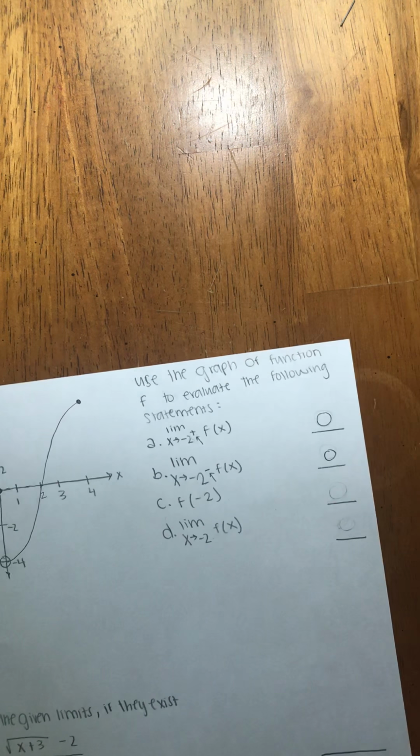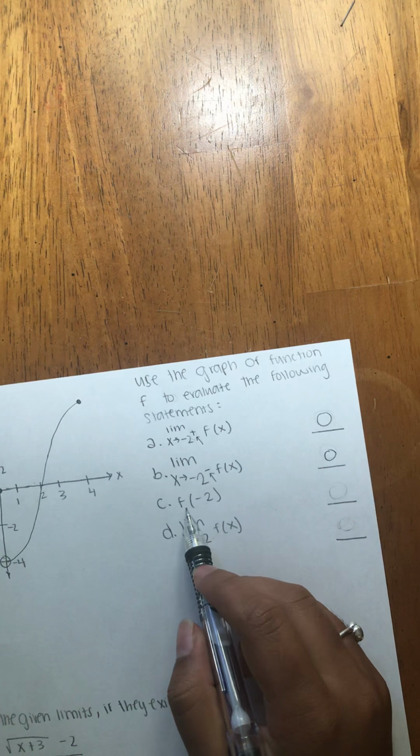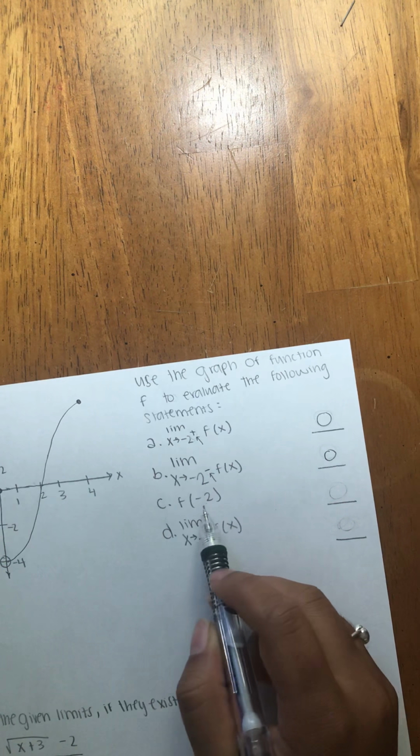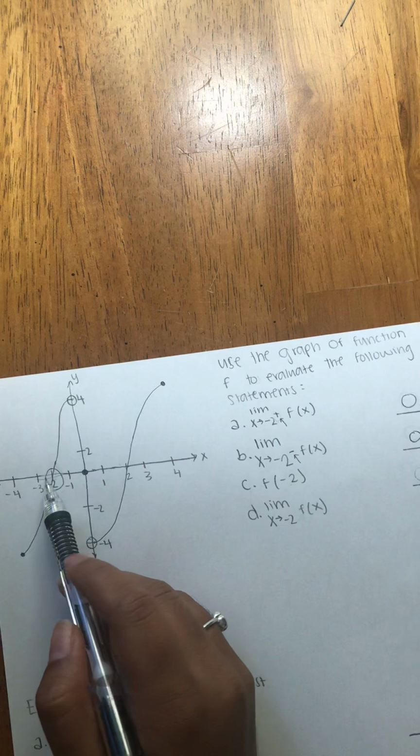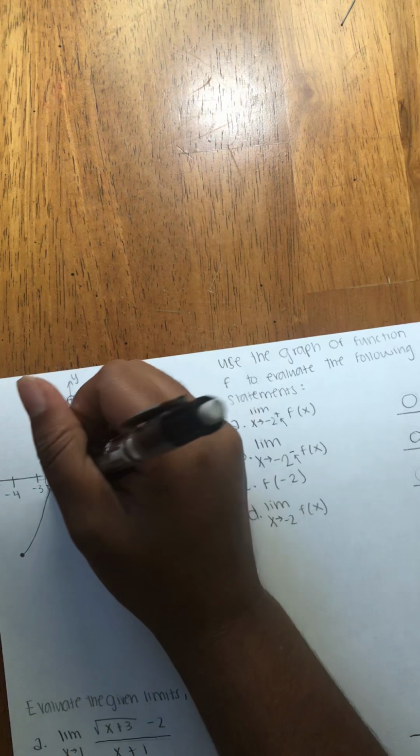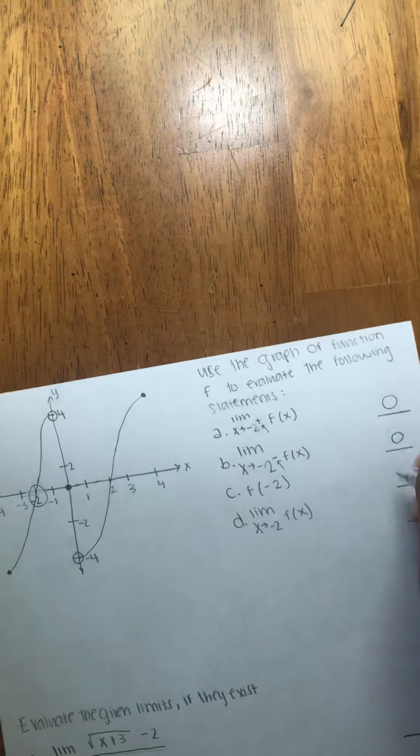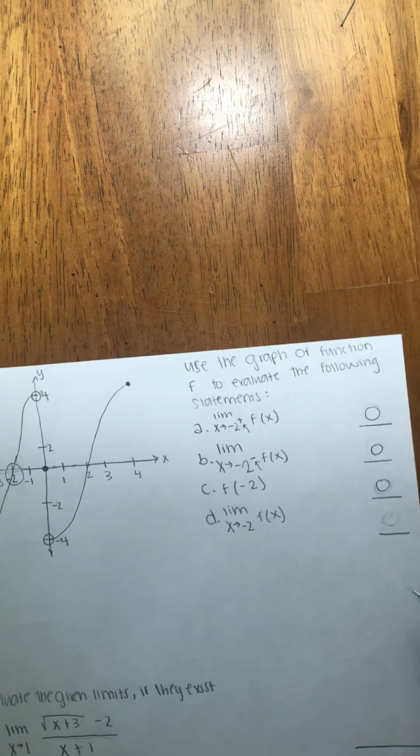Okay, the next one is actually a point. So it's asking f of -2. We're just going to look right on the graph, and we can see that at -2, x is just going to be 0. So again, our answer is 0.